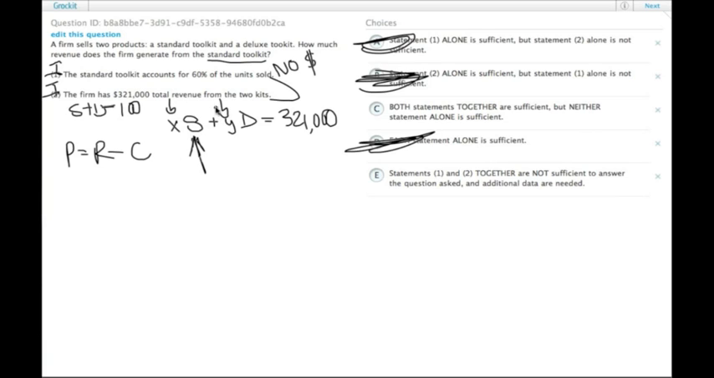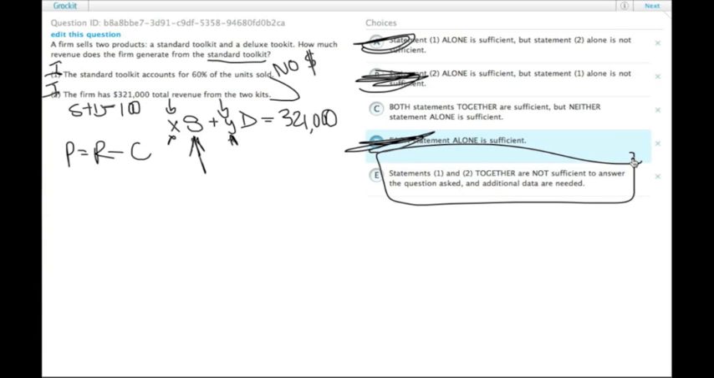So since we don't know what the relative costs are for each of the two kits, we don't know what the actual revenue generated is, and so even in conjunction, the two statements are not sufficient.